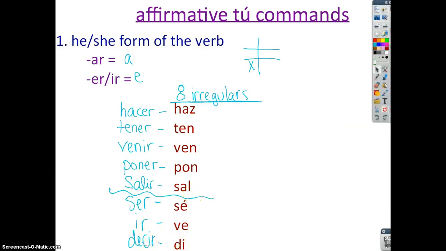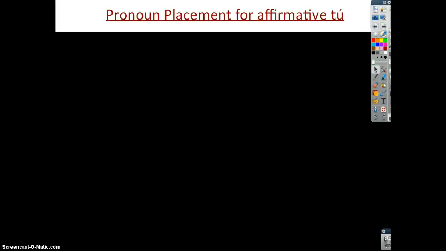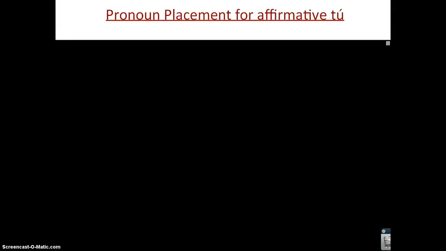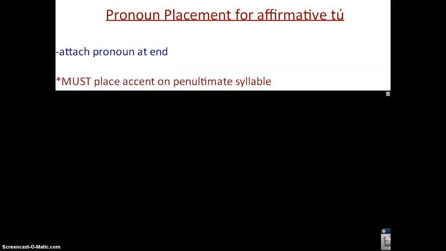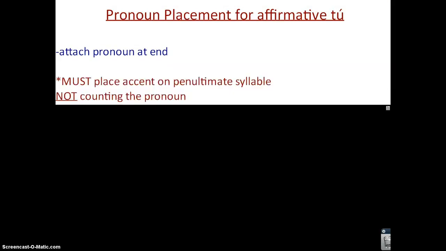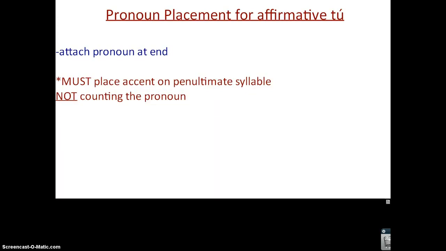That's all you need to know about affirmative tú commands, except, of course, where do pronouns go in relationship to affirmative tú commands? It's an affirmative command, so you attach the pronoun at the end, but you're not done yet. You must place an accent on the penultimate syllable, not counting the pronoun. If you remember, penultimate means second to last, and you don't count the pronoun.